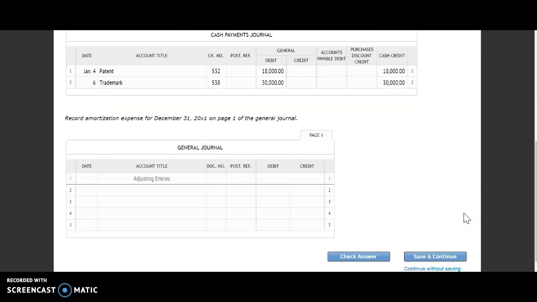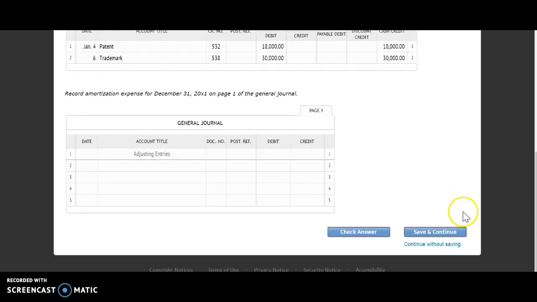Okay, now for the next one, it says we're going to record amortization expense for December 31st, year 1 on page 1 of the general journal. So this is an adjusting entry and it's already labeled for us, so we don't have to worry about it. First one, we're going to use December 31st. We know that we're going to debit our expense account, so amortization expense. We do not have a document number because it is an adjusting entry. And then I'm just going to go ahead and put patent in here too because I know I'm going to credit my patent.